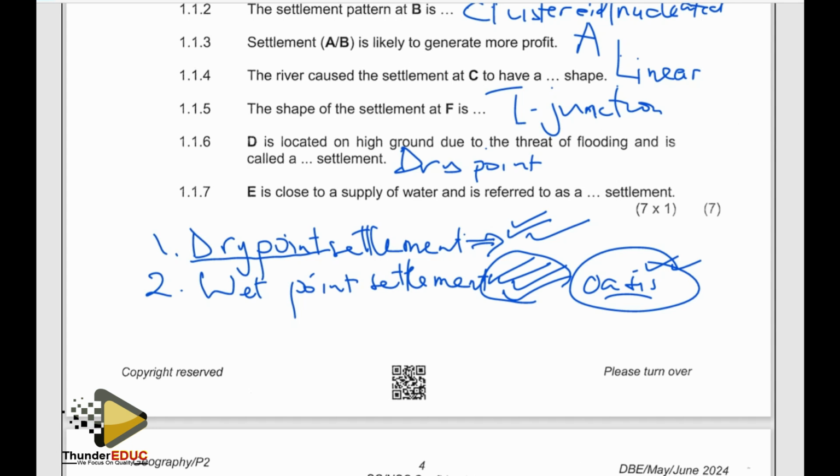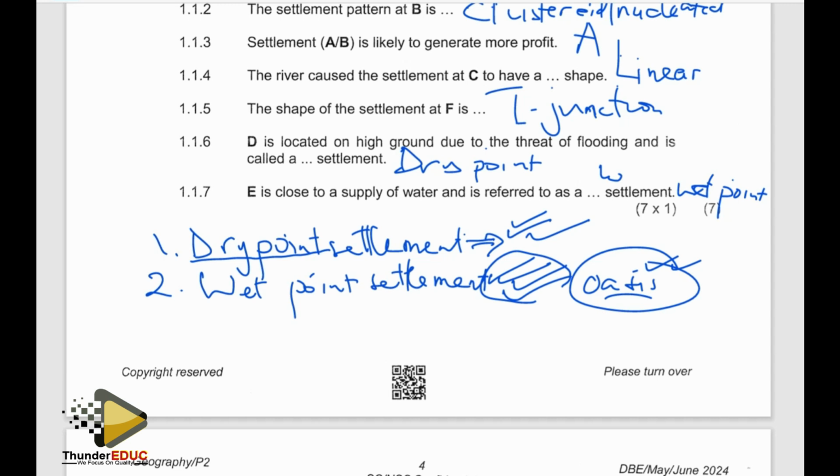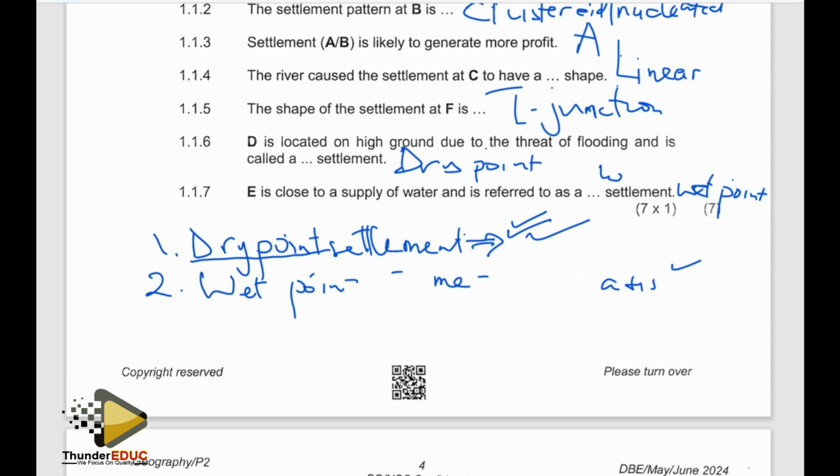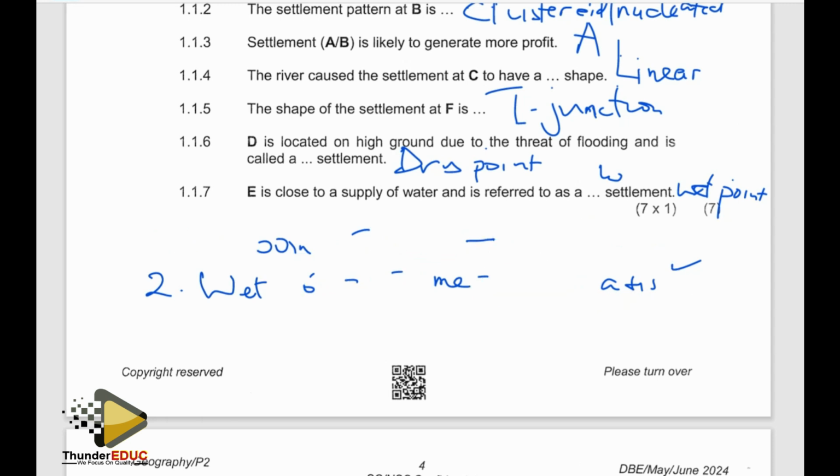Then E is close to a supply of water and is referred to as, for E now, a wet point. We want to access water. The reason for the establishment of that particular settlement over that ground is that we can access the resource easily. That is why we are calling it a wet point settlement. Right. So basically that is the distinction of establishment of a settlement in relation to water.